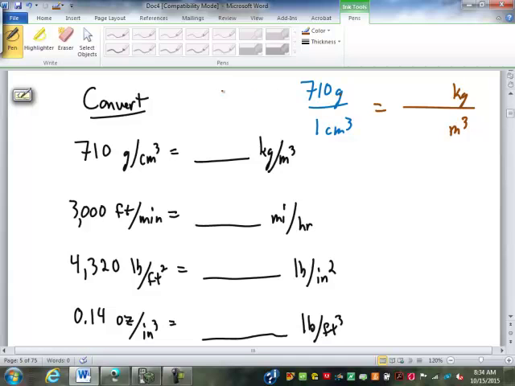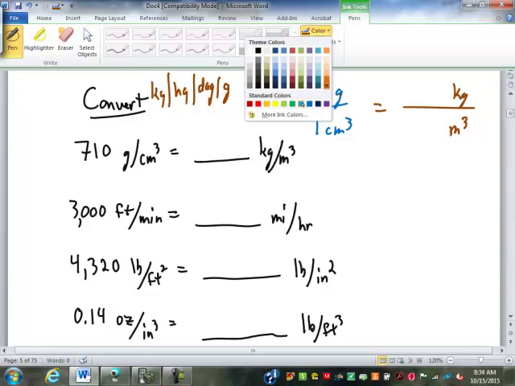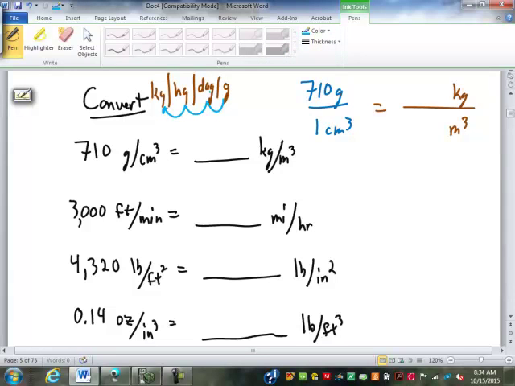Now, grams to kilograms: on our chart, we have grams, decagrams, hectograms, and kilograms. We're going 3 spots to the left. So that's 0.71 kilograms.